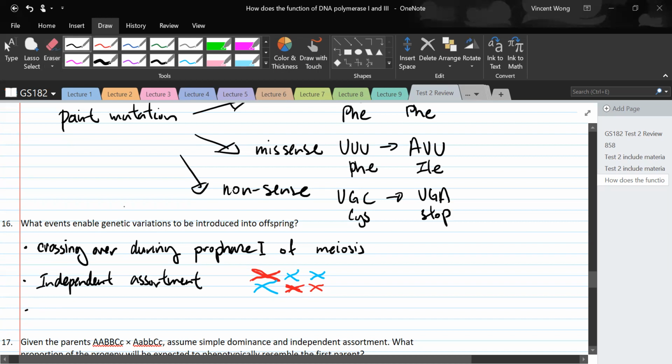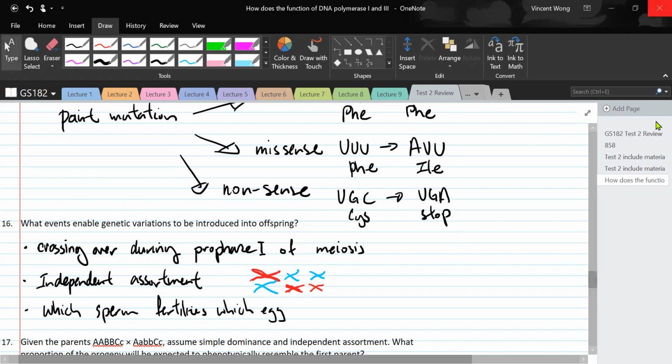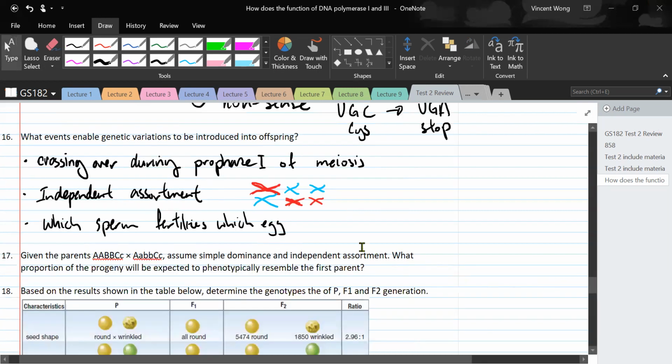Then more genetic variation would be which sperm fertilizes which egg. It's all a random event. There are so many sperm. And there's only one egg at a time, but which egg gets released during that month, for example, is a random event as well. And that will contribute to genetic variation.